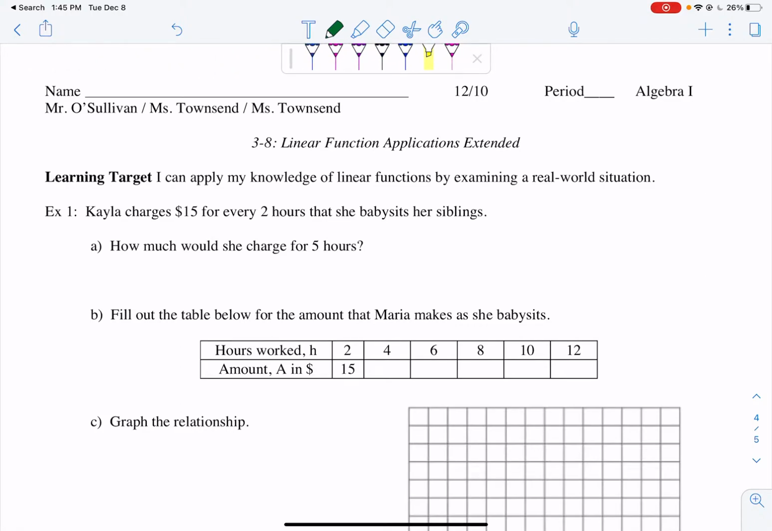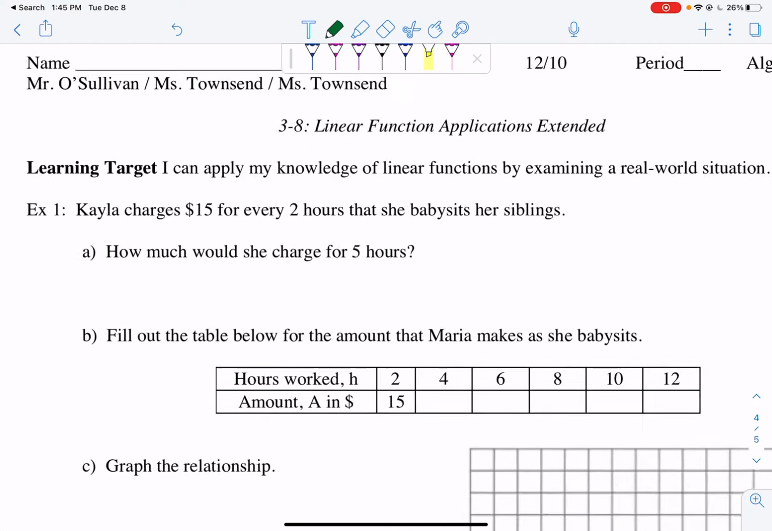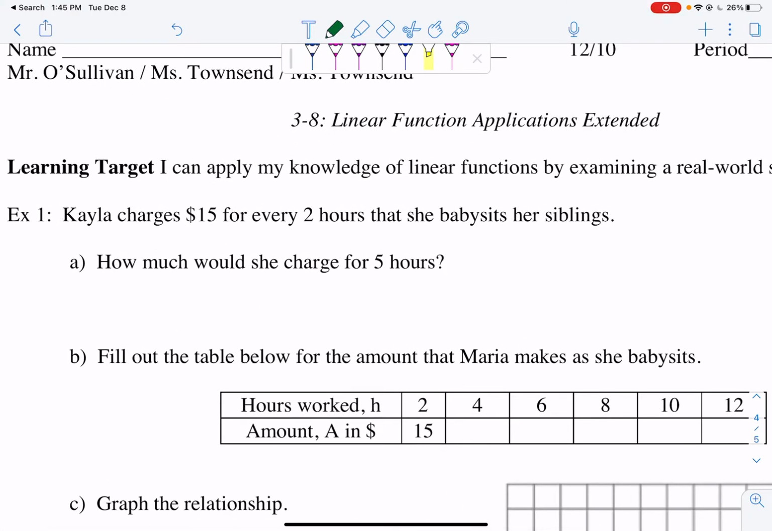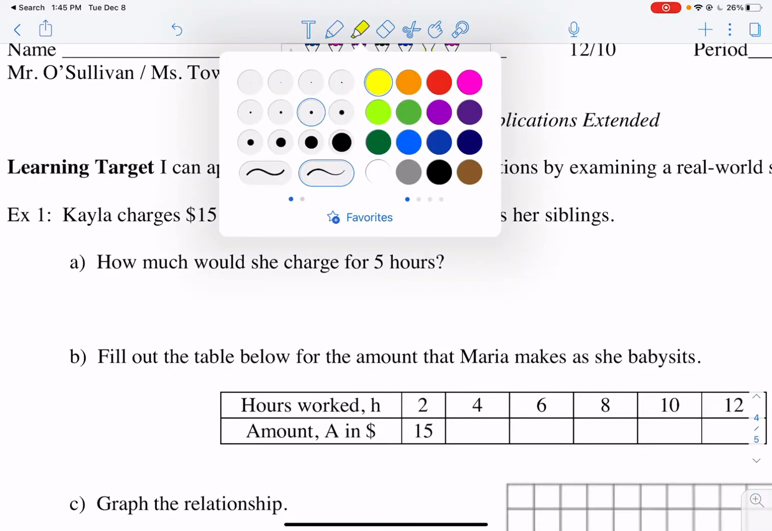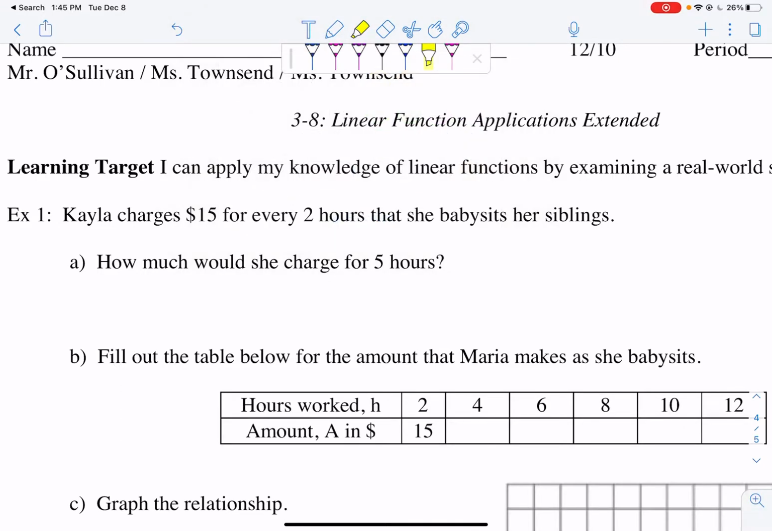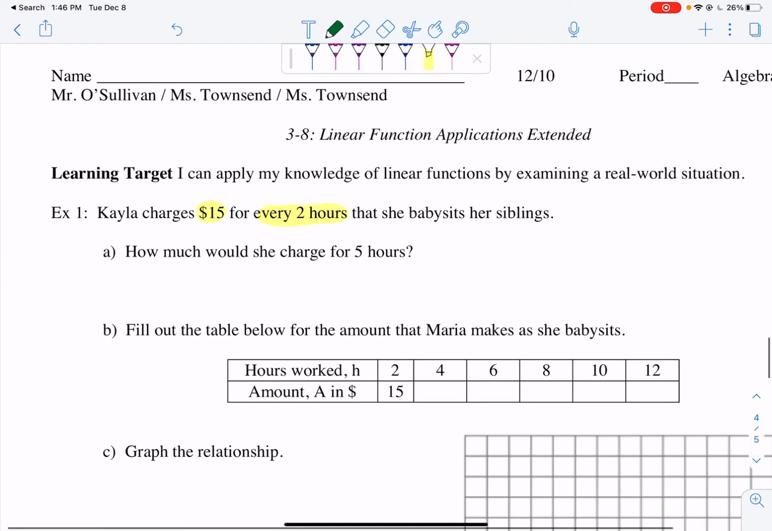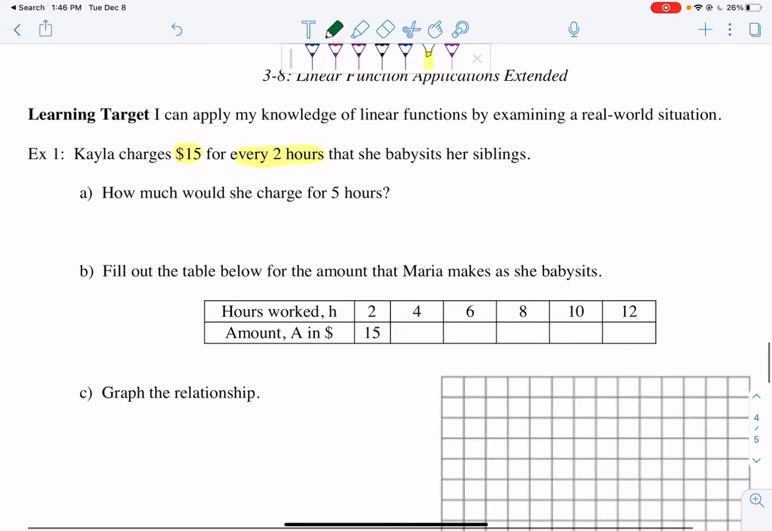So the first example we're going to look at is about a girl named Kayla and how she charges $15 for every 2 hours that she babysits her siblings. So the first question I'm going to ask you is, what's the important information in there? Well, we're in a math class, so we think numbers are pretty important. So we know that Kayla charges $15 for every 2 hours. So we're not going to do part A yet. We're going to actually do part B first.